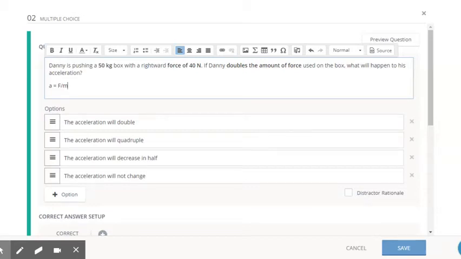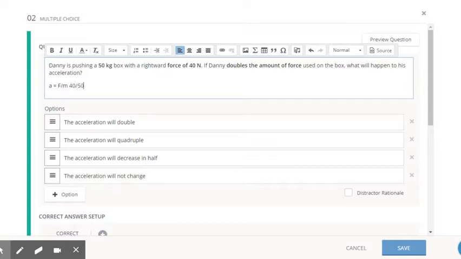Okay, let's go over the three questions. Danny is pushing a 50-kilogram box with a rightward force of 40 newtons. If we double the amount of force, what will happen to the acceleration? So the equation that we're going to use is force equals mass times acceleration. And we need to find acceleration for the 50-kilogram box with the force of 40 newtons. So let's plug those numbers in to see what our acceleration is.